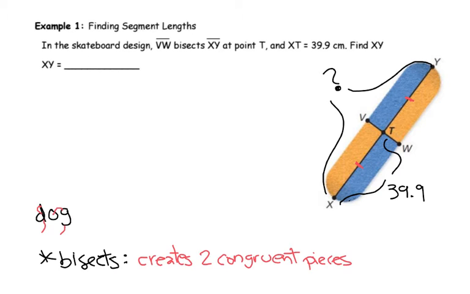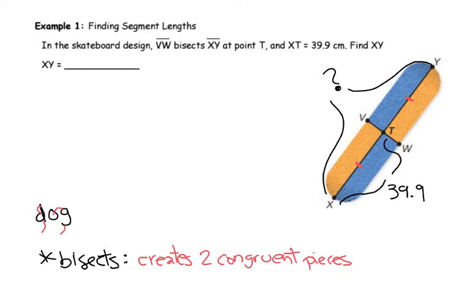All right, so example 1, finding segment lengths. In the skateboard design, I know, very fancy here, we have VW bisects XY. So VW is bisecting XY at the point T. So we then know that XT, X to T, is 39.9. The question is, find what XY is.